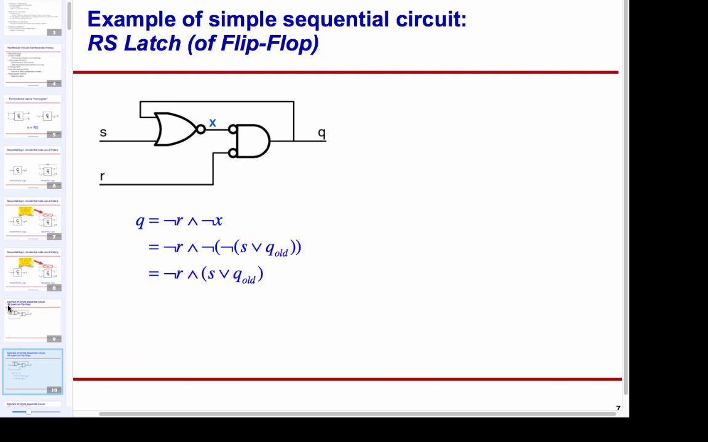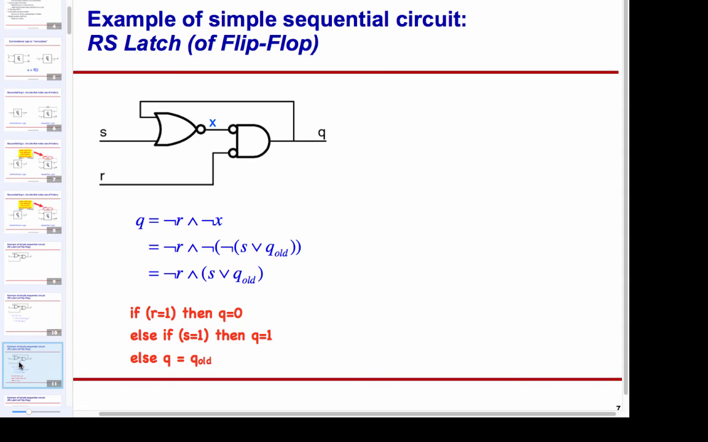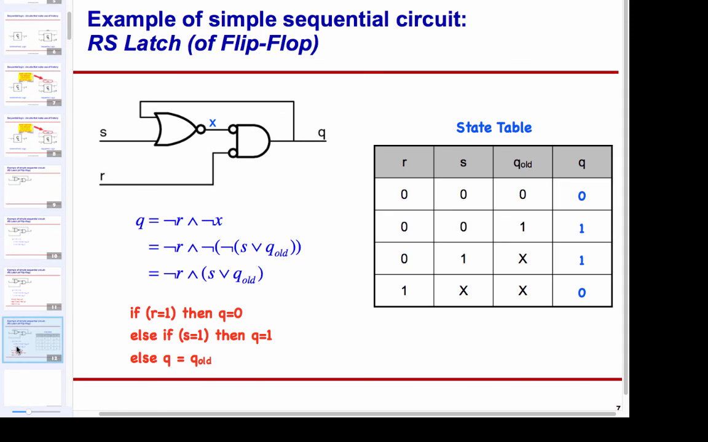Its truth table is kind of an interesting type of table, and it looks like this. R is 0, S is 0, then Q is 0, and Q old is 0. If R is 0, S is 0, and Q old, namely the current value of Q, is 0, then the next value of Q would still be 0.